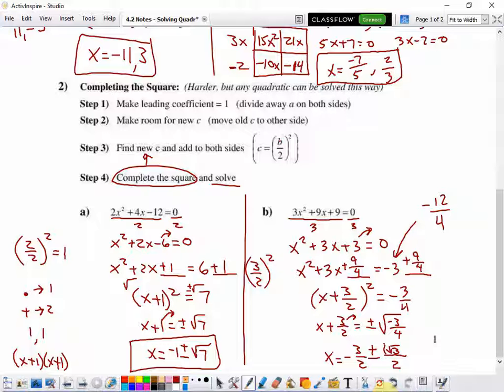Now, that's negative 3 halves plus i root 3 over 2, that's imaginary. Negative 3 halves minus i root 3 over 2, that's imaginary. So this one actually does not cross the x-axis at all. It has two imaginary roots. In the next video, we'll deal with solving by the quadratic formula.